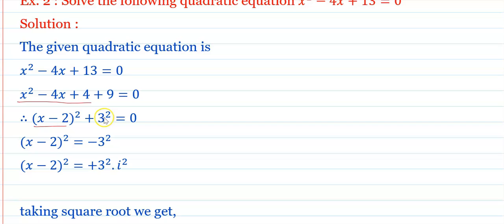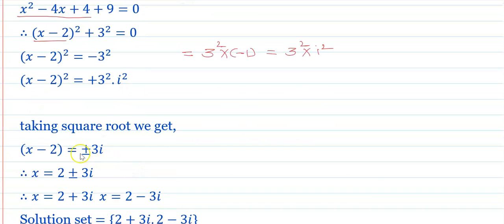9 means what? 3 square. Let this 3 square go to the other side. It will become minus, minus 3 square. That is 3 square into bracket minus 1. Minus 1 means what? This is i square. That is 3 square i square. Now taking the square root on both sides, x minus 2 is equal to plus or minus 3i.